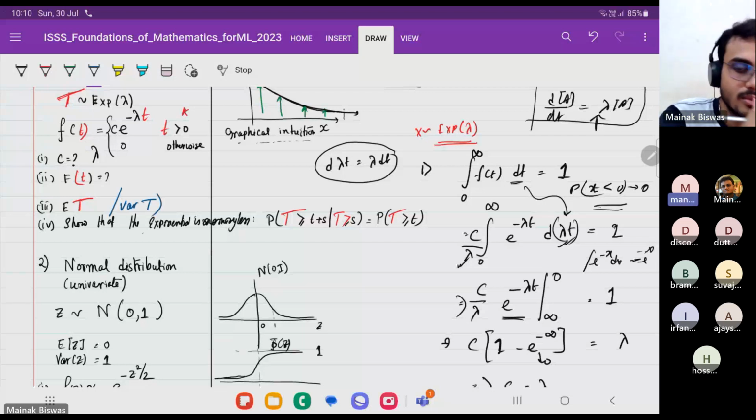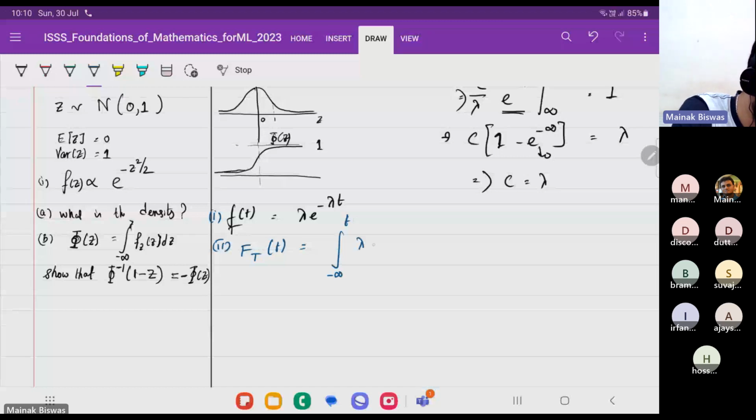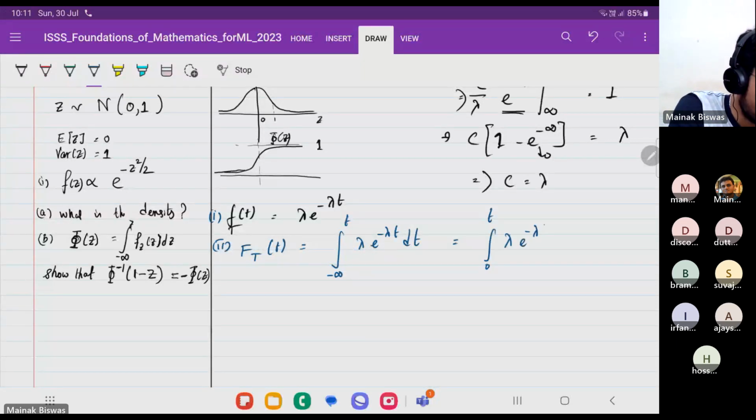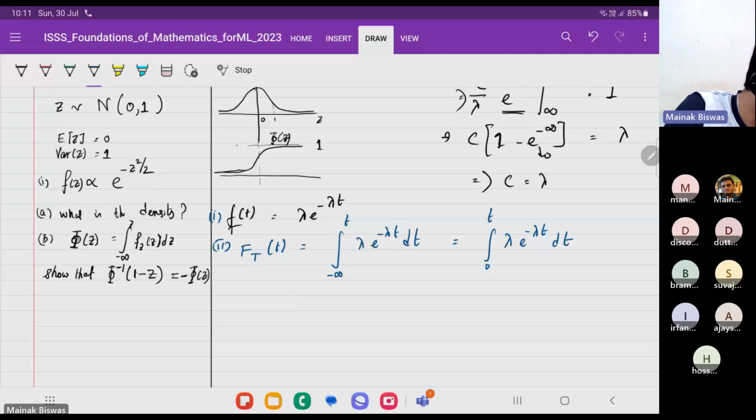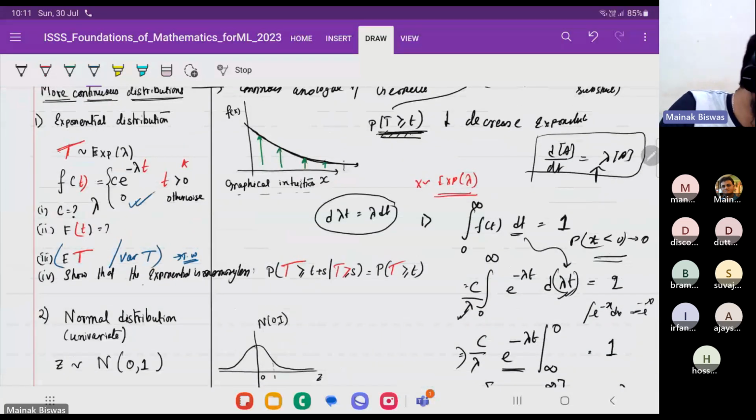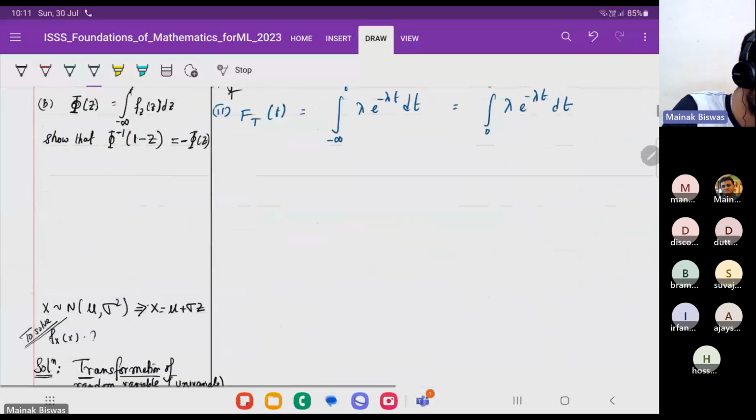We have to integrate from minus infinity to t. We'll see lambda e to the minus lambda t, right? Yes. So minus infinity to 0 is 0. Do you agree? Minus infinity to 0 is 0 or not? Yes, we have defined it this way. F of t for t less than or equal to 0 is 0.